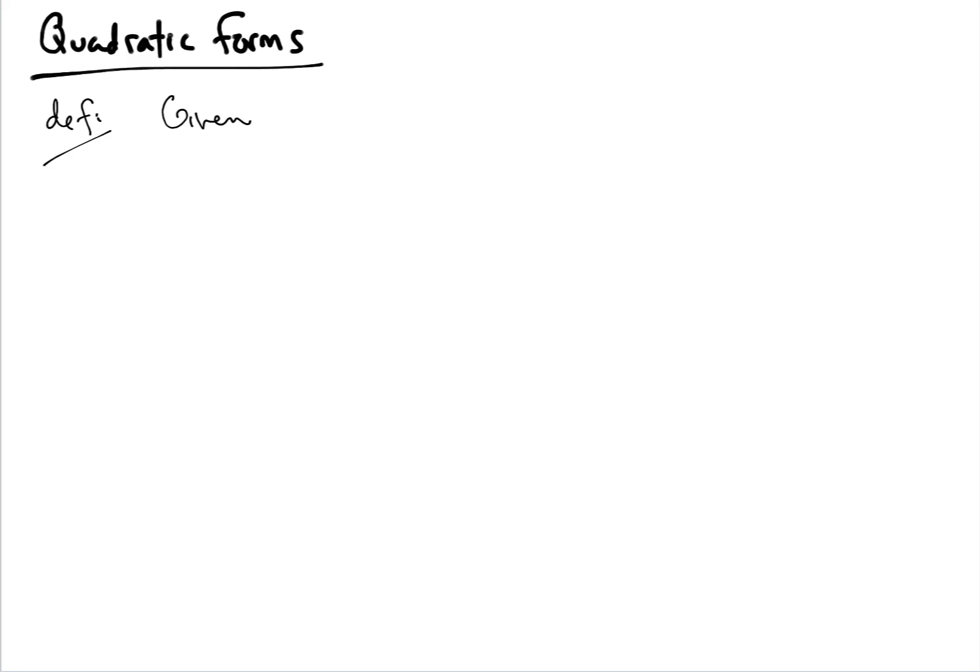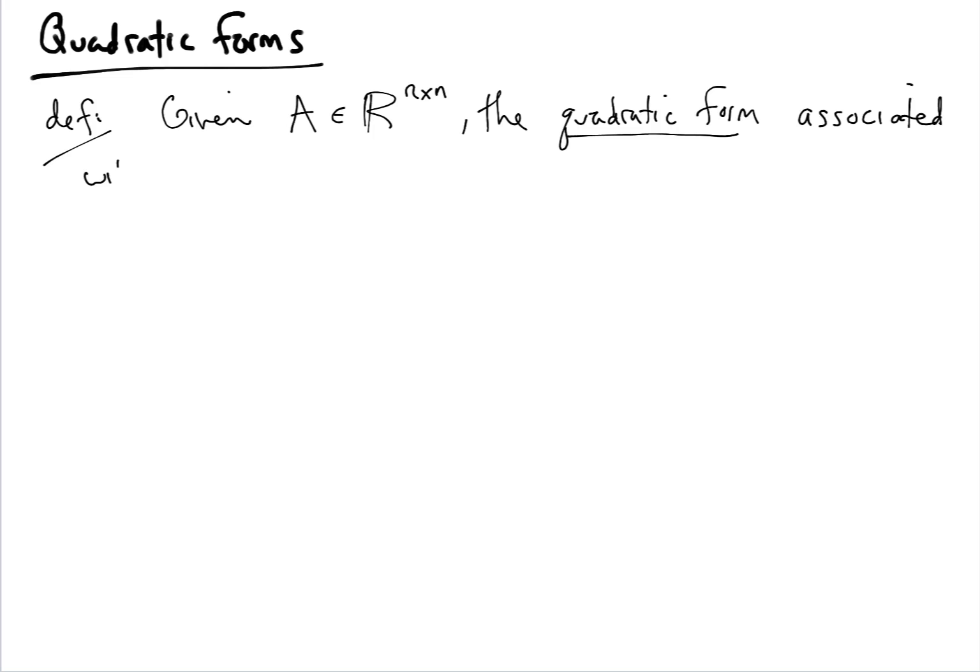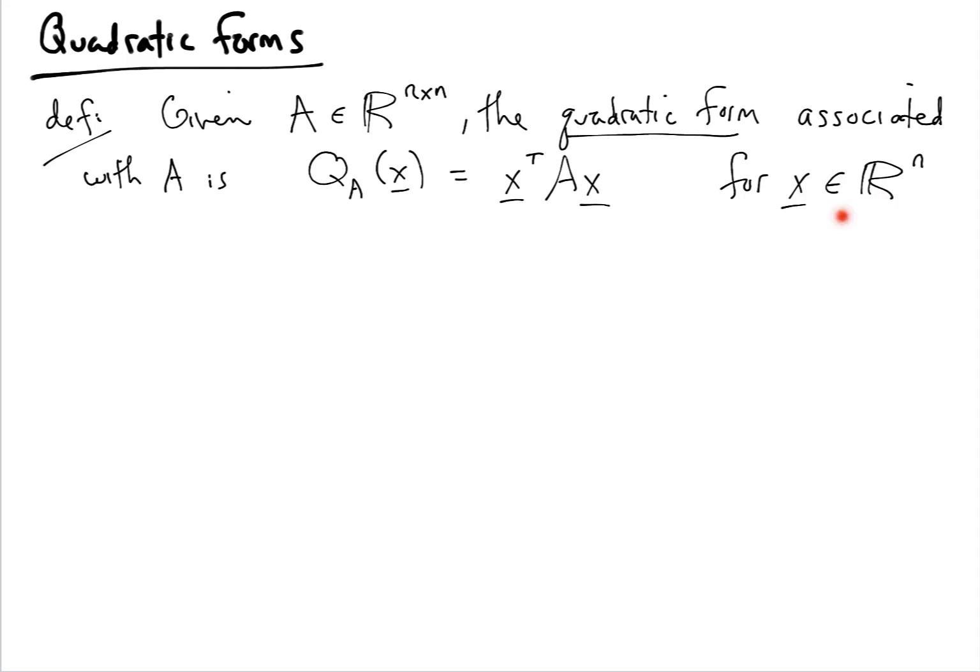Given a square matrix A, so an n by n matrix of real entries, the quadratic form associated with A is defined as, and sometimes we'll write it Q sub A of x, x transpose Ax, for x a vector in Rn.